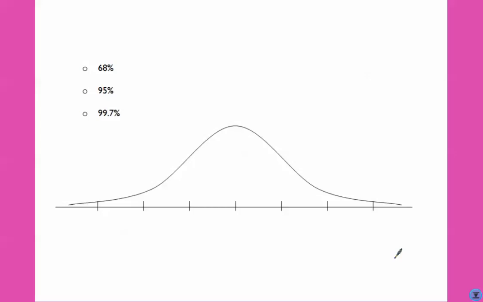All right, today we're going to be looking at percentages that are associated with the normal distribution. And one big rule that we have is the empirical rule. And the empirical rule involves three percentages: 68%, 95%, and 99.7%.